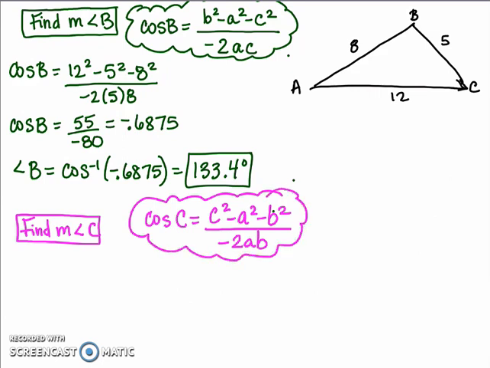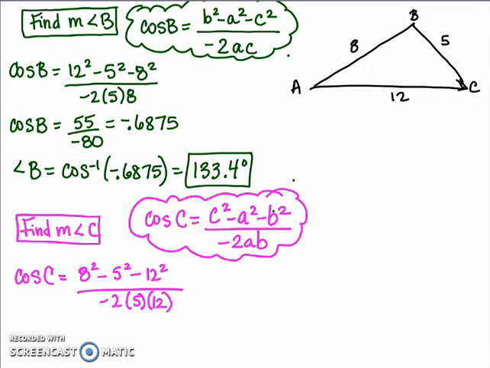Now that we have this equation, we're just going to take A, B, and C and plug them in. The cosine of C is going to be equal to 8 squared minus 5 squared minus 12 squared divided by negative 2 times 5 times 12. There we go. And this is how we would set it up, but there is another option here.